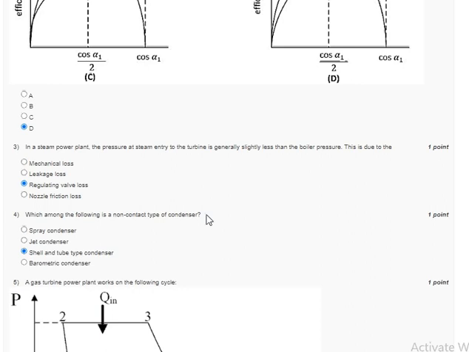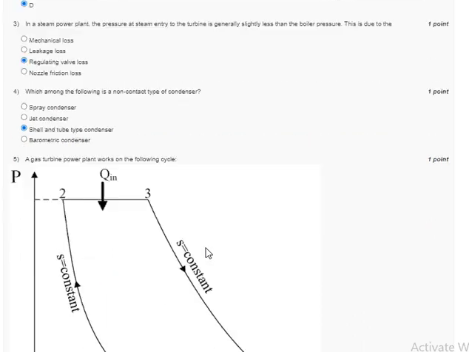Question number 4. Which among the following is a non-contact type of condenser? If we see, spray condenser, jet condenser, barometric condenser, these three are contact type of condenser or contact type of heat exchanger. So option 3 is correct, shell and tube type condenser, because it is a non-contact type of condenser.